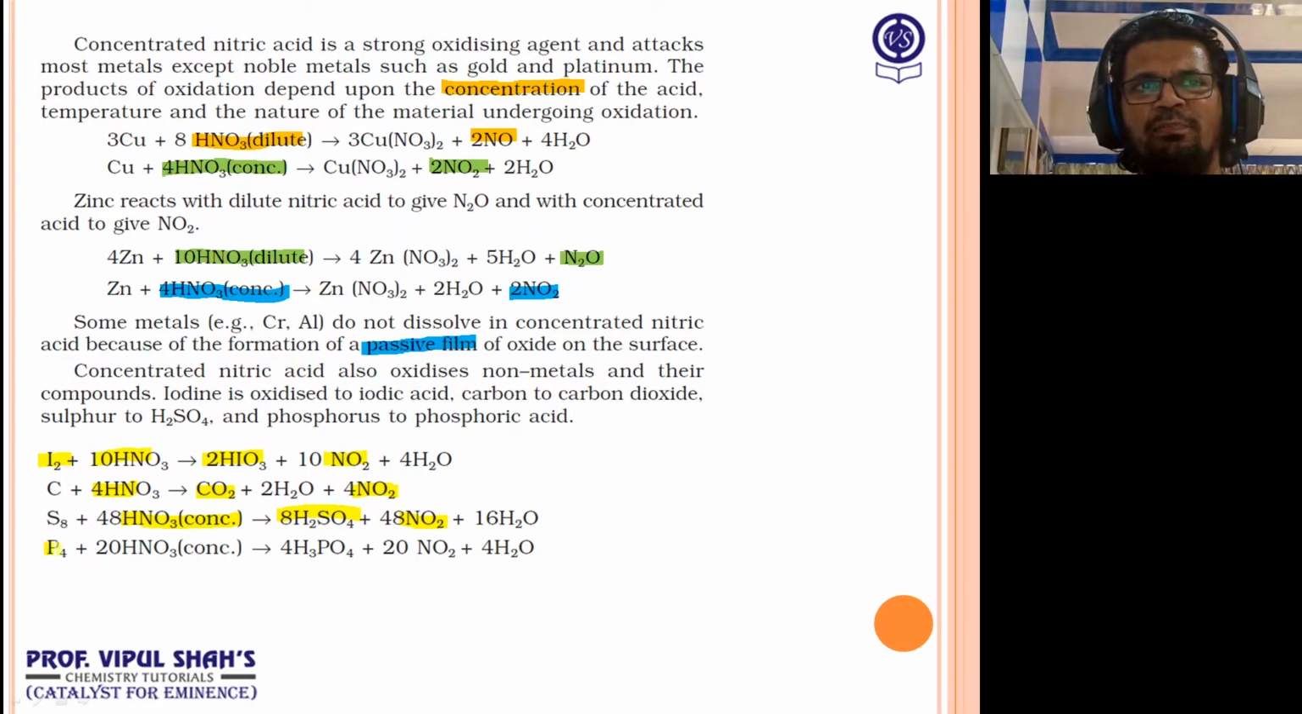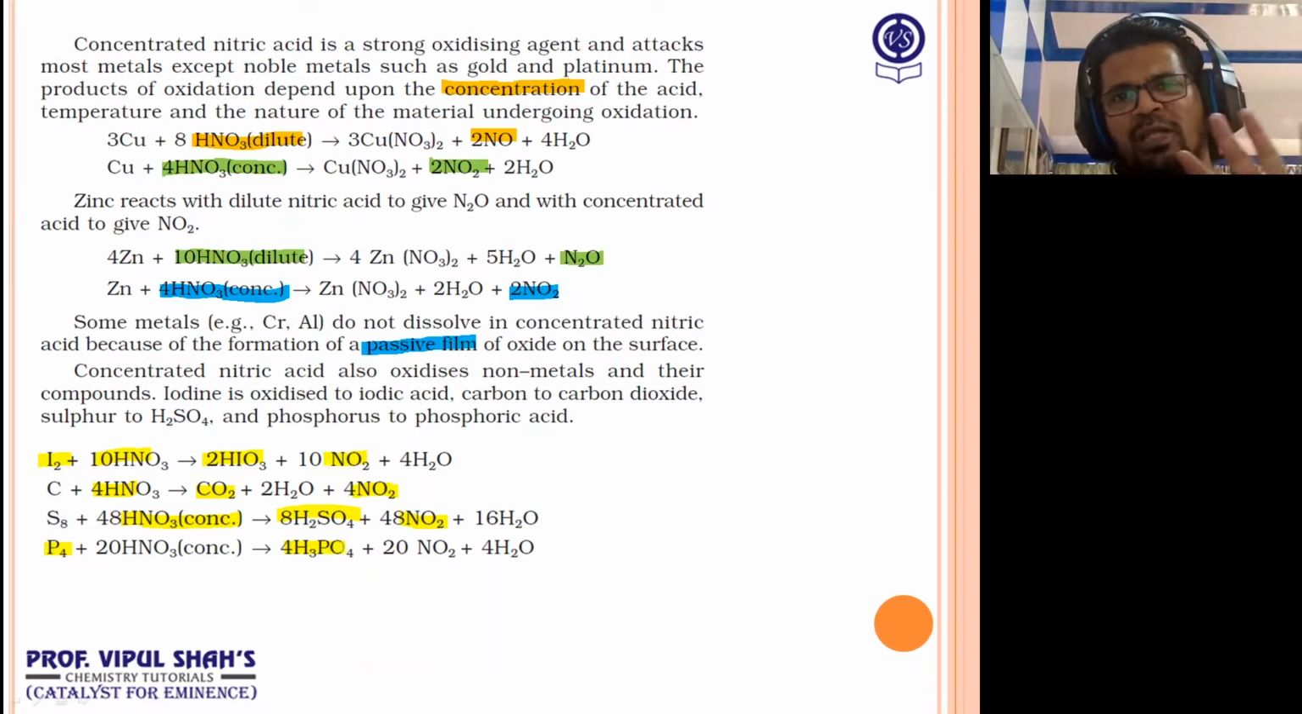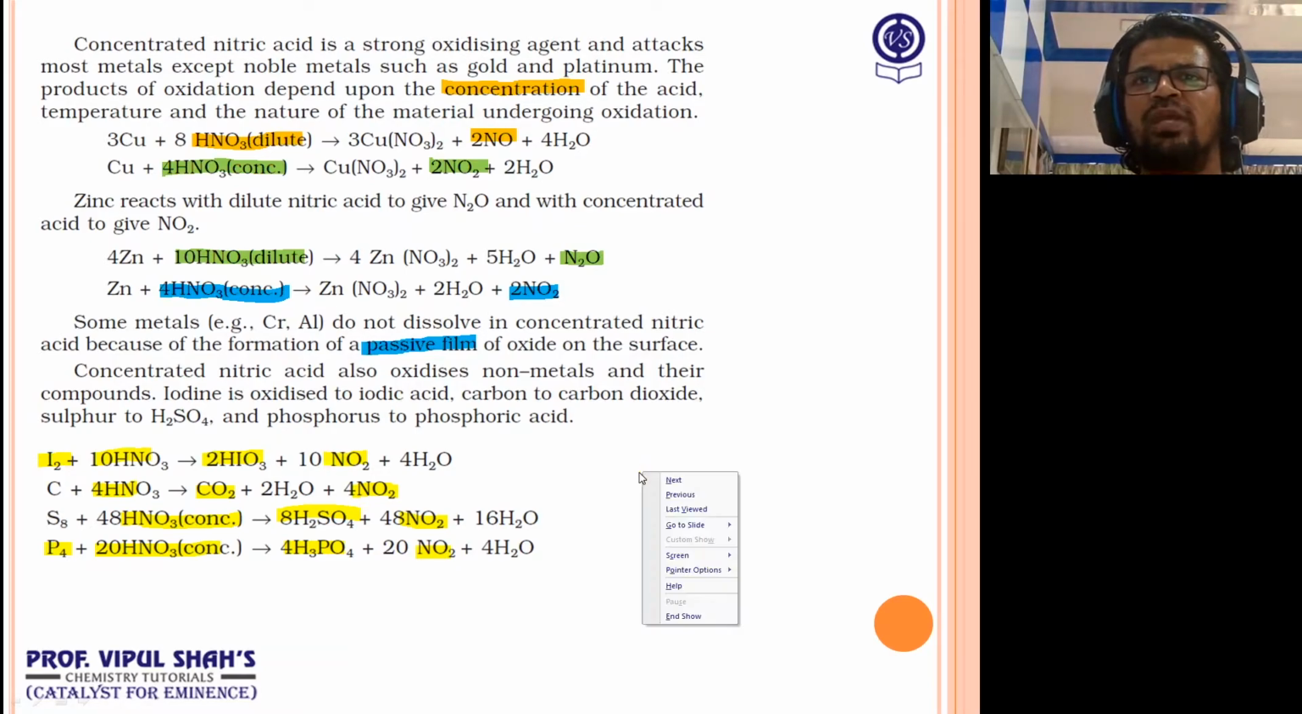So here phosphorus is oxidized to H3PO4, where phosphorus is +5. So 0 to +5. And nitric acid, nitrogen was +5 becomes NO2. So +5 becomes +4. So who's oxidized and who's reduced? Okay. So these are the reactions we have.